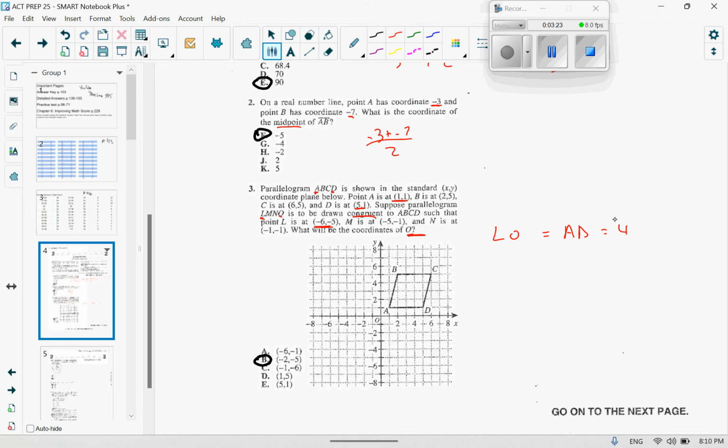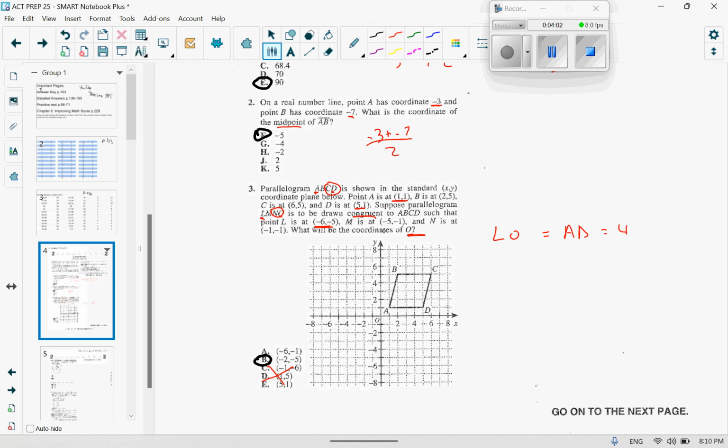So I can look at my L coordinate, which is -6, -5, and look at these ones right here. So -6, -5, this would work because -6, -1 would be 4 away in the y direction. -2, -5 would be 4 away in the x direction, so that works. -1, -6 doesn't work, 1, 5 wouldn't work, and 5, -1 wouldn't work. So I've already eliminated those 3 answers. So now all I'm going to do is look at the 2 coordinates right next to it, C and D, in comparison to N and O.